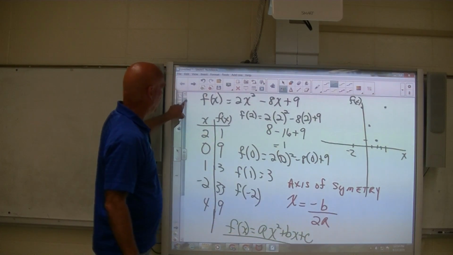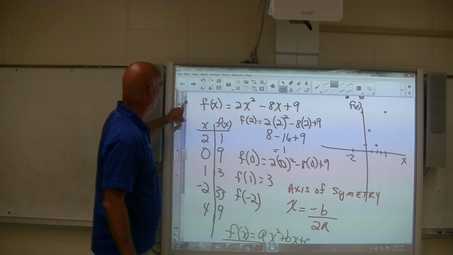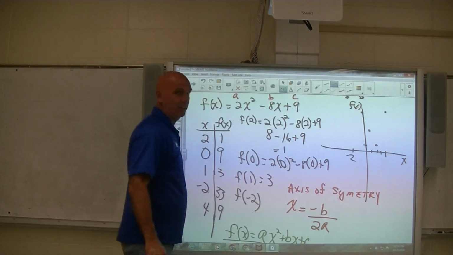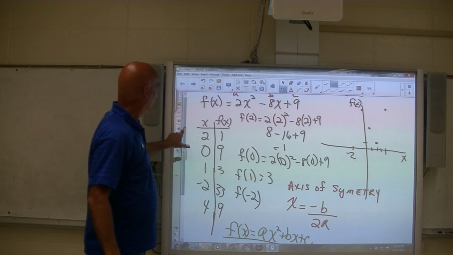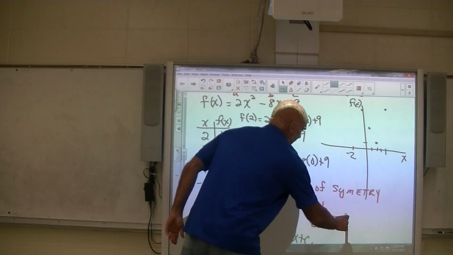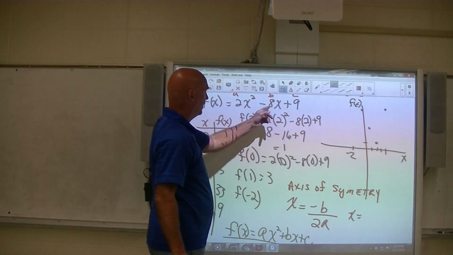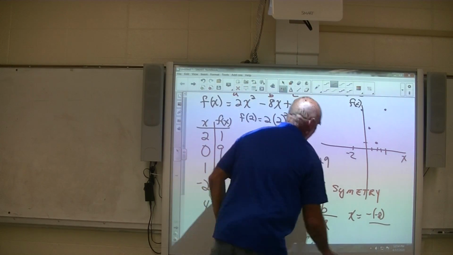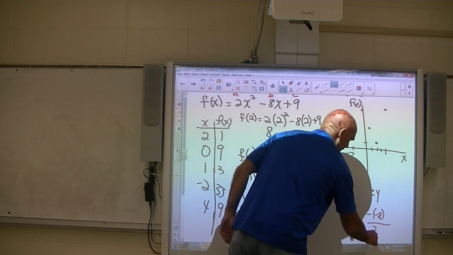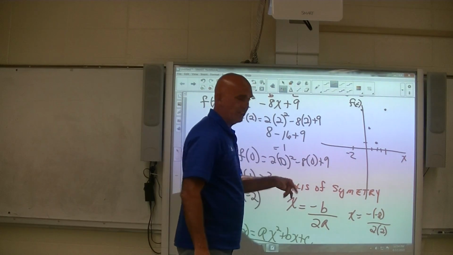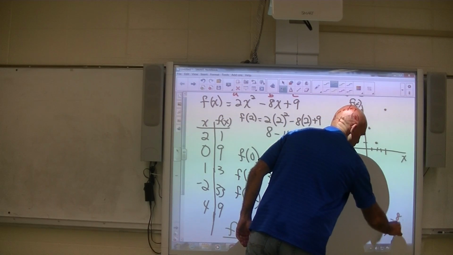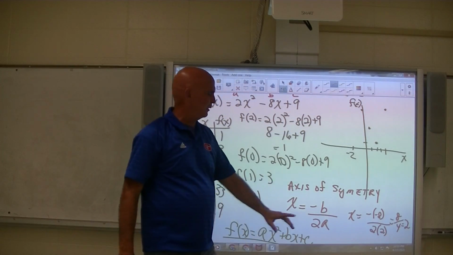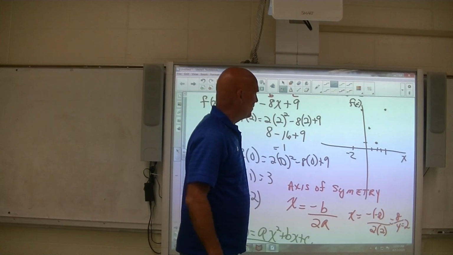So back to our problem right here, if I wanted to find the axis of symmetry of this, a is equal to 2, b is equal to negative 8, and c is equal to 9, all right? So when I look for x is equal to negative b over 2a, I'd say x is equal to the negative of negative 8, so watch out for negative signs like always, over 2 times 2. So negative negative 8 is positive 8. 8 over 2 times 2, which is 4, which gives 2. So the axis of symmetry is the line x is equal to 2.